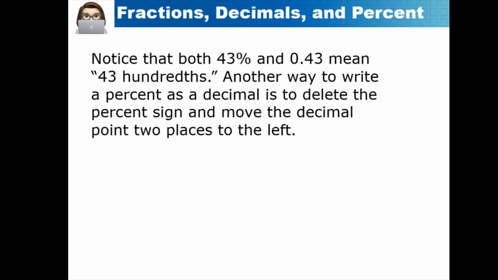Notice that both 43% and 0.43 mean 43 hundredths. Another way to write a percent as a decimal is to delete the percent sign and move the decimal point 2 places to the left. Remove the percentage sign and then move the 2 decimal place to the left. Okay?